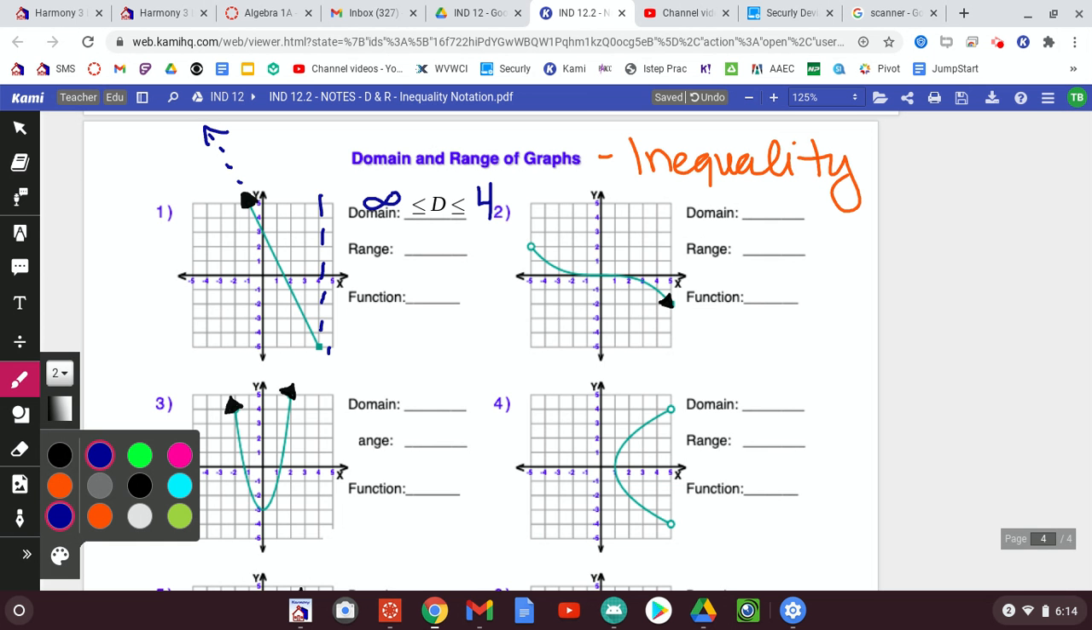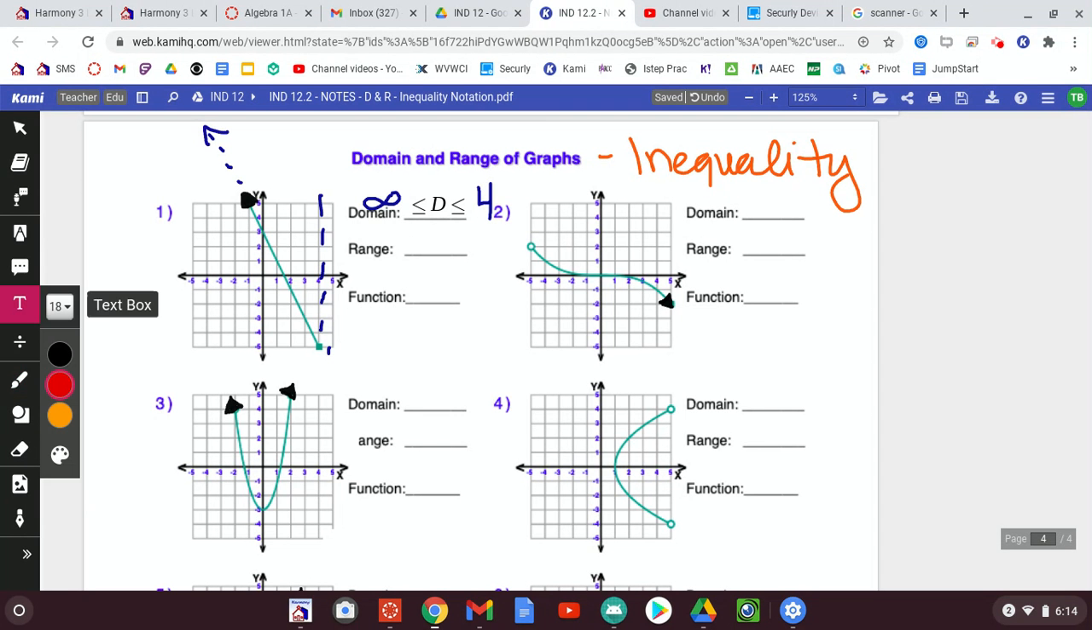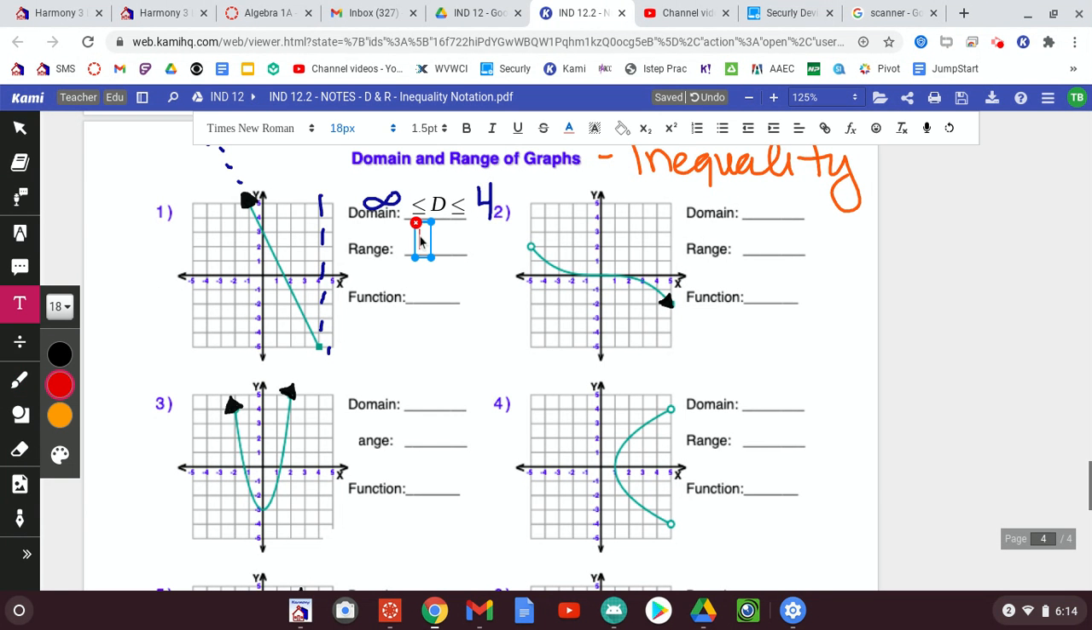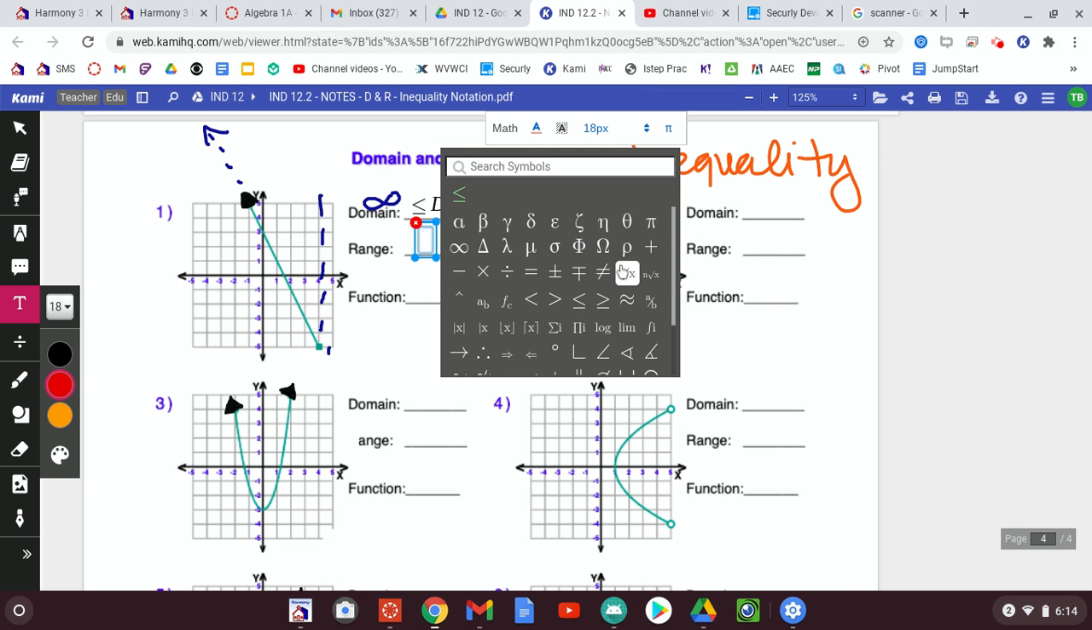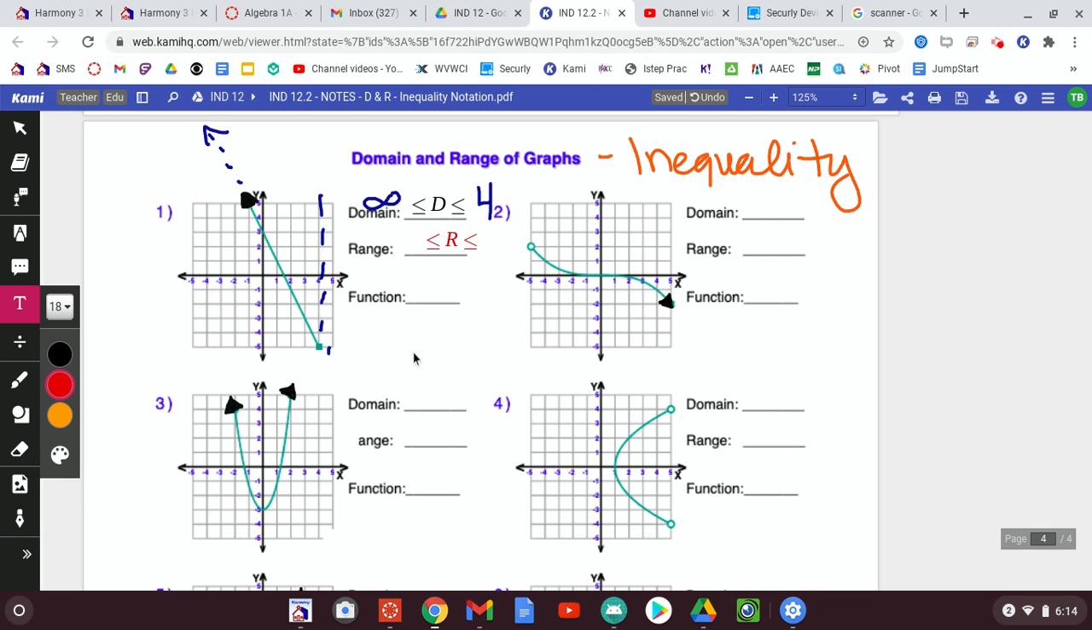Now with the inequality notation, again, you're going to know that I want inequality notation because on your homework there's already this less than D less than, okay? And for your range, it's going to look like this. Let's go text box and put that in there. So for your range, one's already on your homework, okay, it's going to look like this, and then that. So this is what it's going to look like on your range.